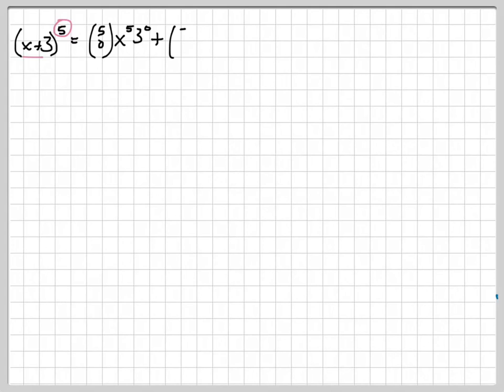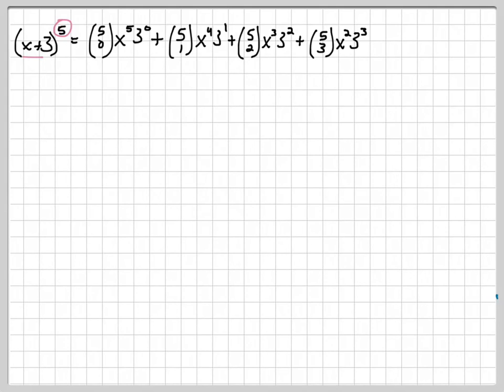And then we're going to add to that n of 1, or 5 of 1. That's going to give us, again, a constant for our coefficient using combinations. And we are going to multiply that by x to the fourth power and 3 to the first power. And we're going to follow this same pattern all the way out. 5 of 2, x cubed, 3 squared. 5 of 3, x squared, 3 cubed, and so on. So you should notice a nice pattern developing here.